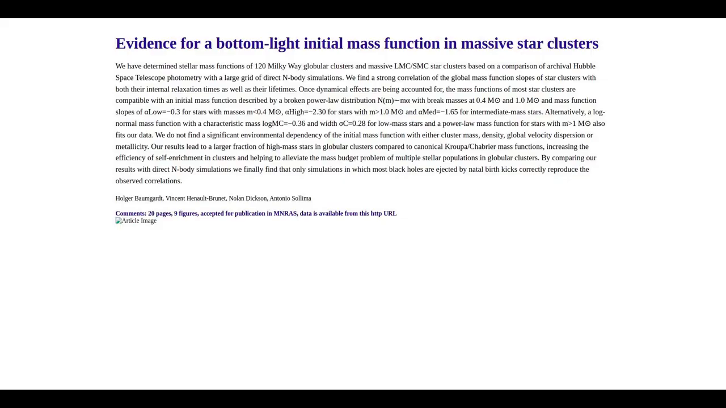Next article. Evidence for a bottom-light initial mass function in massive star clusters. We have determined stellar mass functions of 120 Milky Way globular clusters and massive LMC/SMC star clusters based on a comparison of archival Hubble Space Telescope photometry with a large grid of direct N-body simulations. We find a strong correlation of the global mass function slopes of star clusters with both their internal relaxation times as well as their lifetimes.